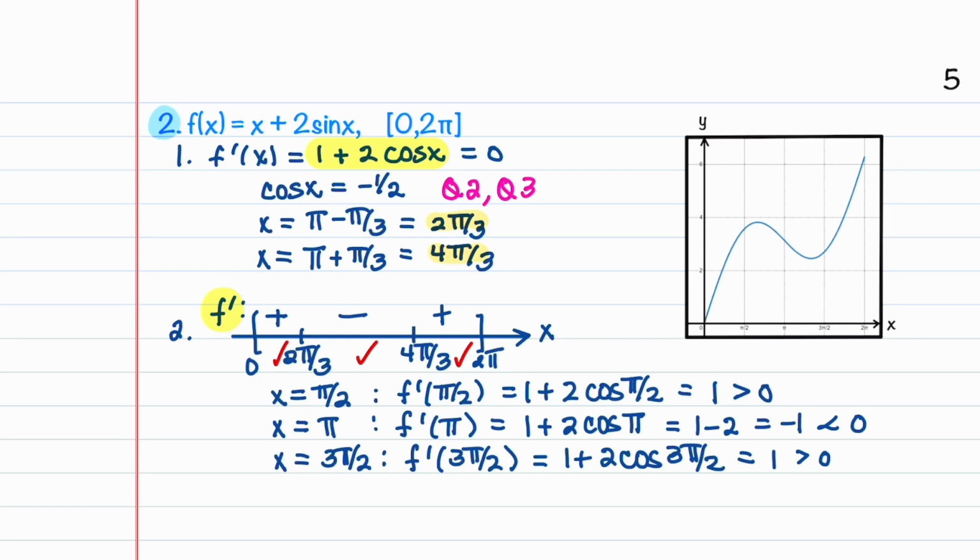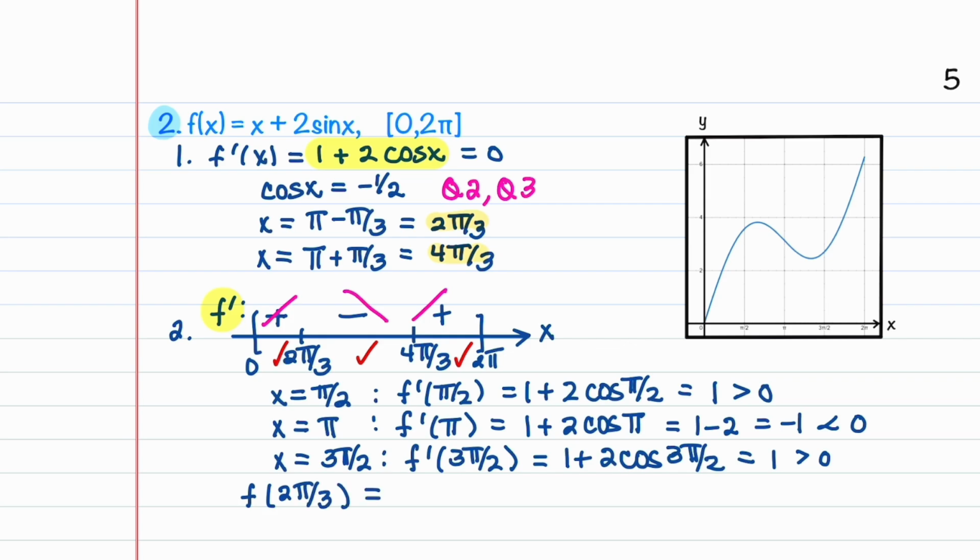Let's now draw some lines. Our function is increasing, decreasing, and increasing. So that is going to tell us that we are going to have a local max at x is 2 pi over 3. We need to find the value of the maximum, so we have to compute f at 2 pi over 3.